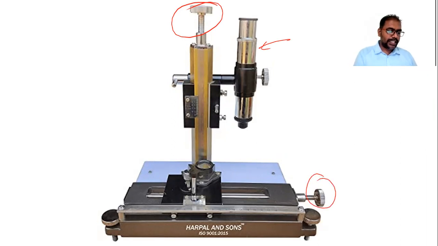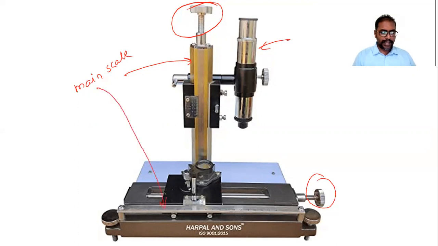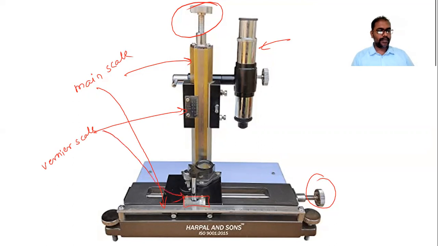So this one is a main scale. Then one more, this is a vertical main scale, and here this one is a horizontal main scale. Then after that, vernier scale. So it has a vernier scale also. This is a vernier scale. It is printed in the smaller part. So one more vernier scale is here, which is for horizontal reading.